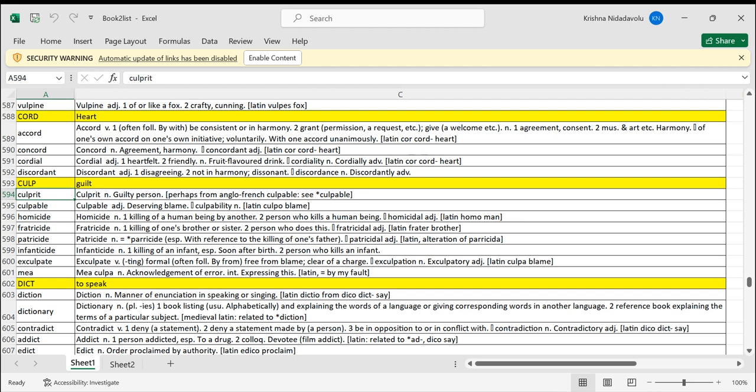The person was found guilty of murder. That means guilty of murder, or the company was found guilty of culpable negligence in allowing the chemical waste to leak into the groundwater. That means they deserve to be blamed. Culpable homicide, etc. Culpable also means simply guilty. Culpable negligence is carelessness so serious that it can become a crime.